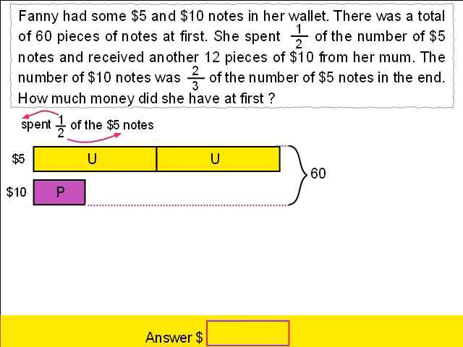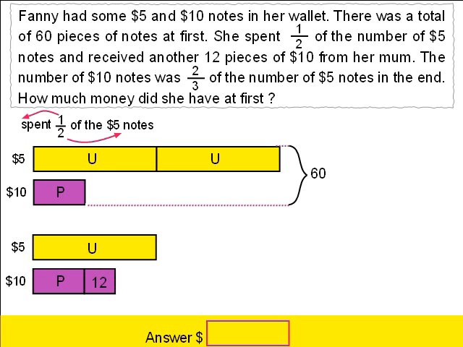Then, because she spent away one half of the $5 notes, that means she had only 1 unit left. But before that, we are given information that they had a total of 60 pieces of notes. Alright, so 2 units plus 1 part is equivalent to 60. Take note that these models are representing the total number of the individual notes. Now, since she spent 1 unit, she got 1 unit of $5 notes left. Whereas for $10 notes, she received another 12 pieces from her mom, so we put it as 1 part plus 12.